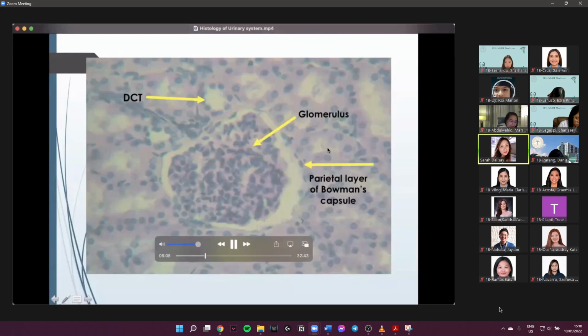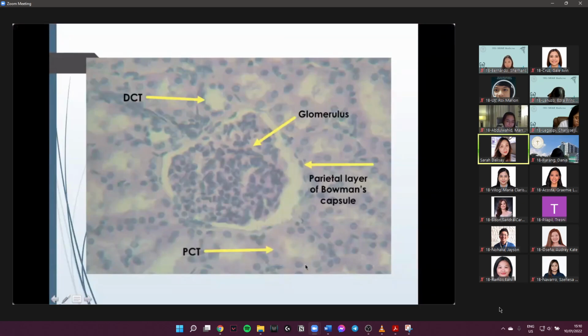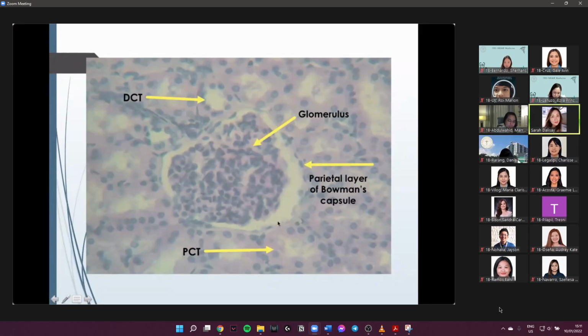Another thing is that they are eosinophilic, highly eosinophilic. So you can easily see the difference between the cell here as against the cell here. Another thing that you will see, of course, is that the brush border here in the PCT is very obvious. Okay?